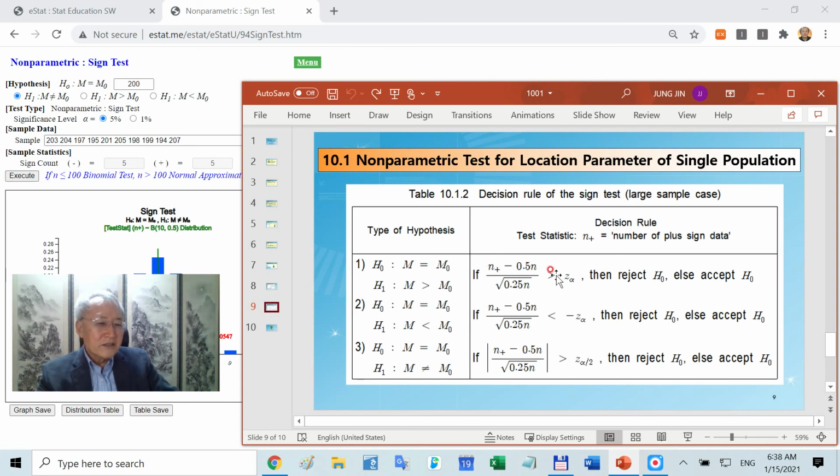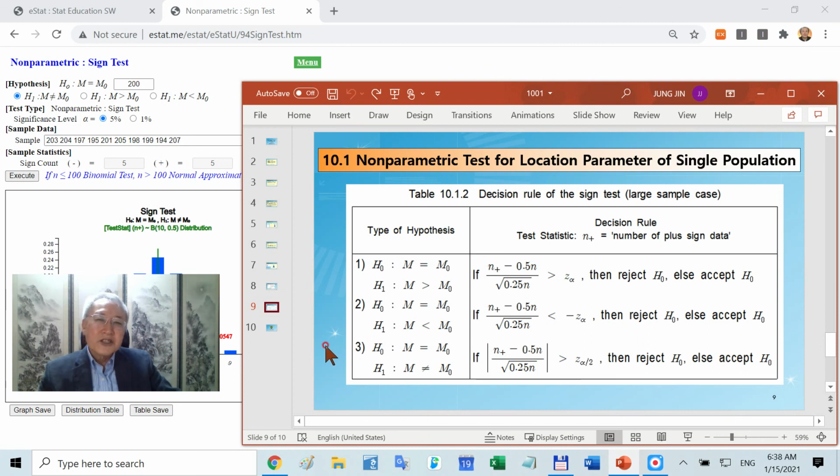Using this, you are applying a similar test. The greater-than alternative hypothesis is checking the right tail, less than is checking the left tail, and this one we are checking the two-sided. Okay, that's all for the sign test.